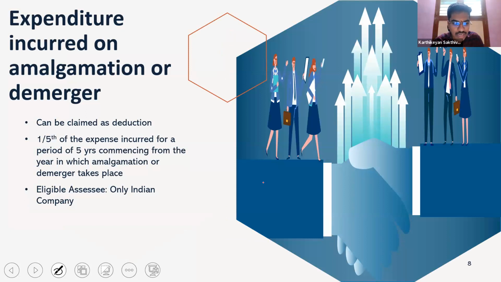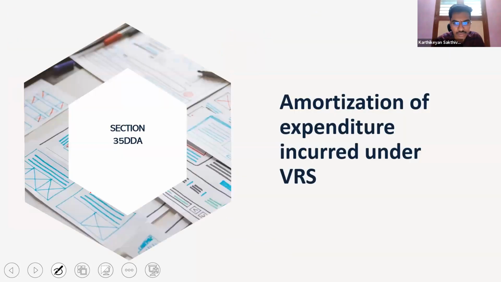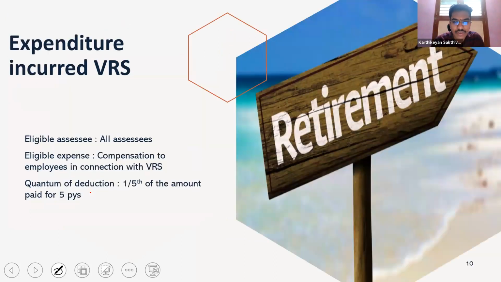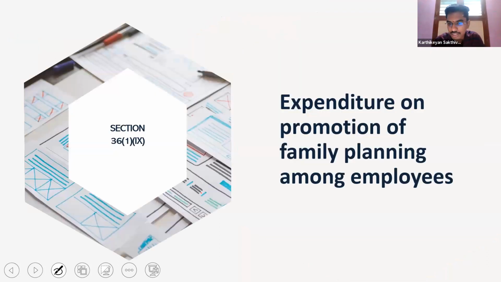Amalgamation or demerger expenditure can be claimed similar to what has been discussed for preliminary expenditure. It can be claimed in 5 years from the year in which the amalgamation or demerger takes place. Here only an Indian company can claim this deduction. In respect of VRS expenditure, all the assessees can claim it. Whatever is the compensation with respect to VRS can be claimed as deduction. 1/5 of the amount which is paid in the previous year can be claimed as deduction.